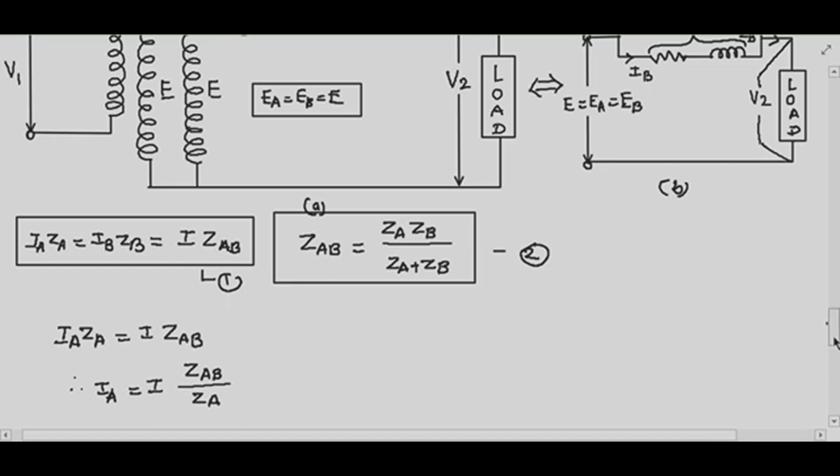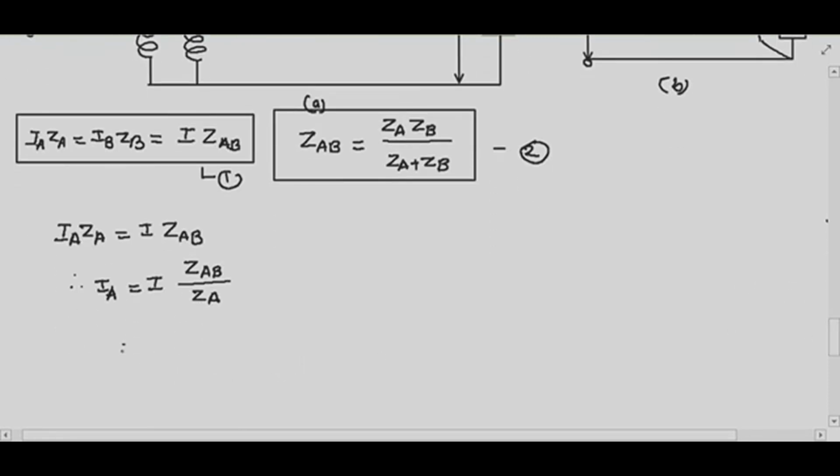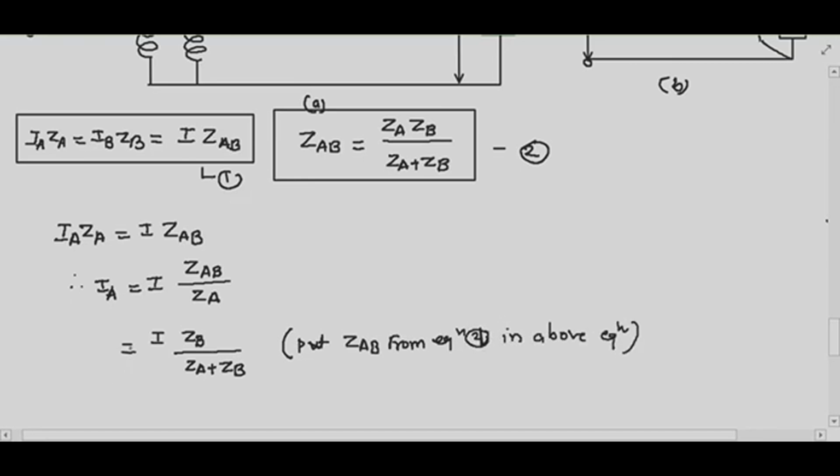Or I can write here I into ZB divided by ZA plus ZB. Why? Because just put in the ZAB value. What is the ZAB value? ZA into ZB from equation 2. Here put ZAB from equation 2 in the above equation. Then we will get this.